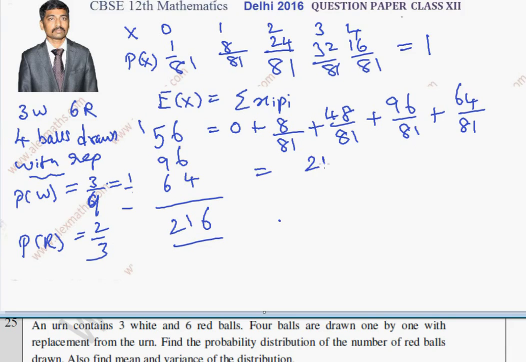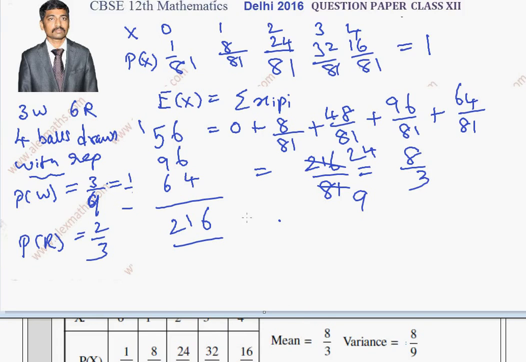Now 216 divided by 81. We can cancel with the 3 table or 9 itself directly. If we cancel with 9: 9 9s are 81, 9 2s are 18, 9 4s are 36. Again with the 3 table, if I cancel, it is 8 by 3. So the mean is 8 by 3.